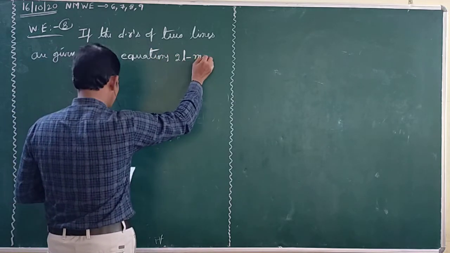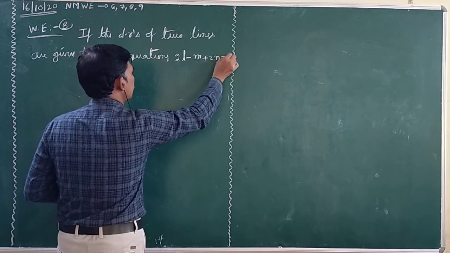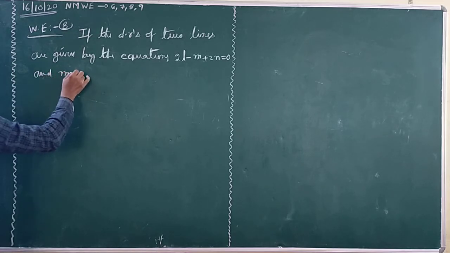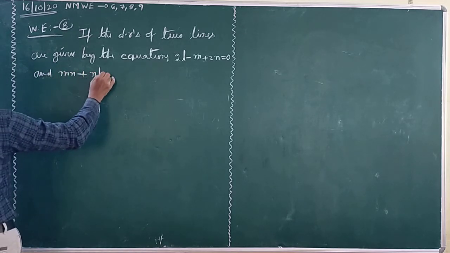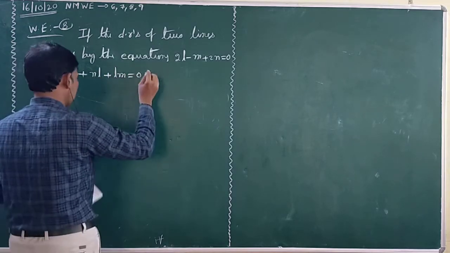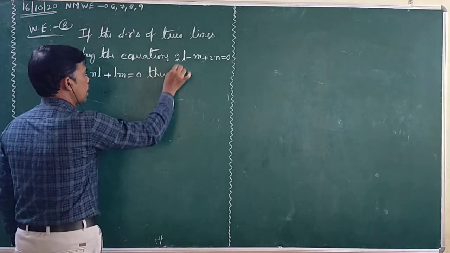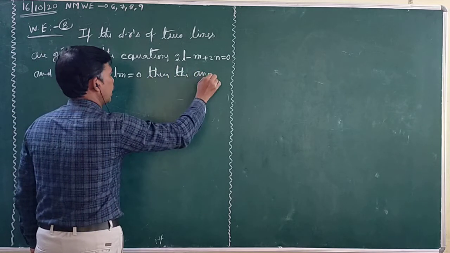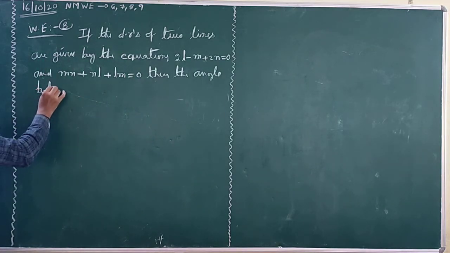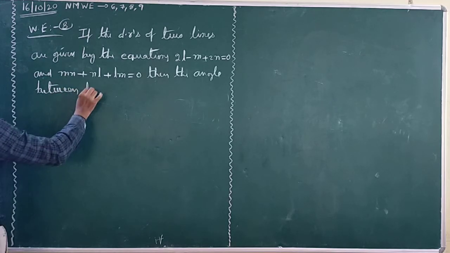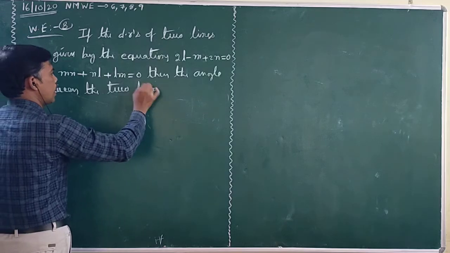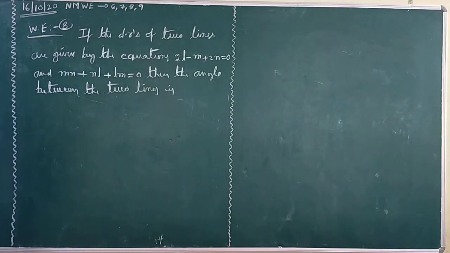2l minus m plus 2n is equal to 0, and mn plus nl plus lm is equal to 0, then the angle between the two lines is... this is our problem.